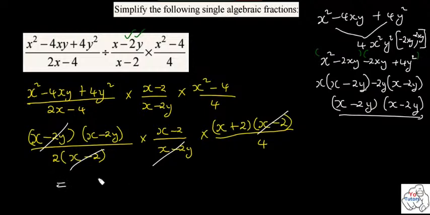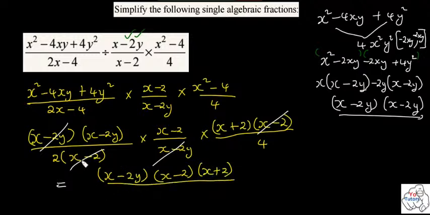Then our final answer should be equal to x minus 2y, x minus 2, x plus 2 over 2 times 4, which is 8. So this becomes your final answer. Let's move on to the next question.